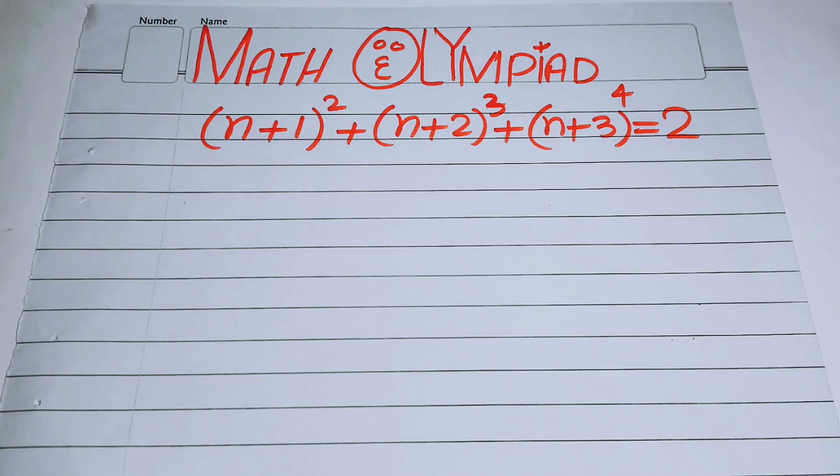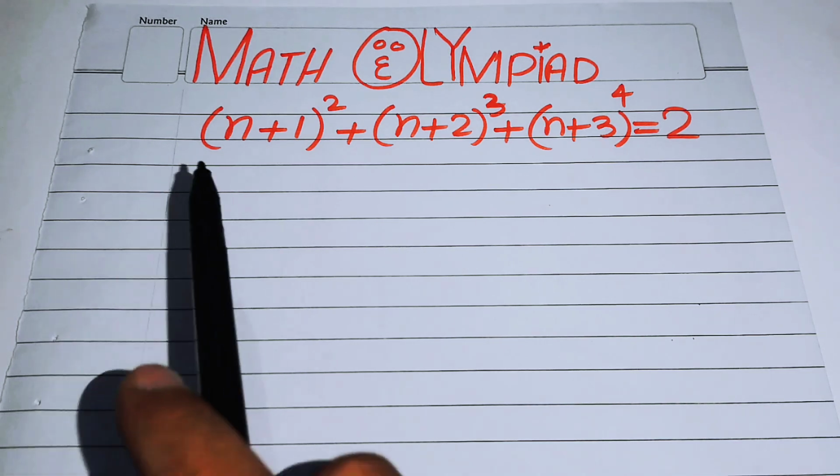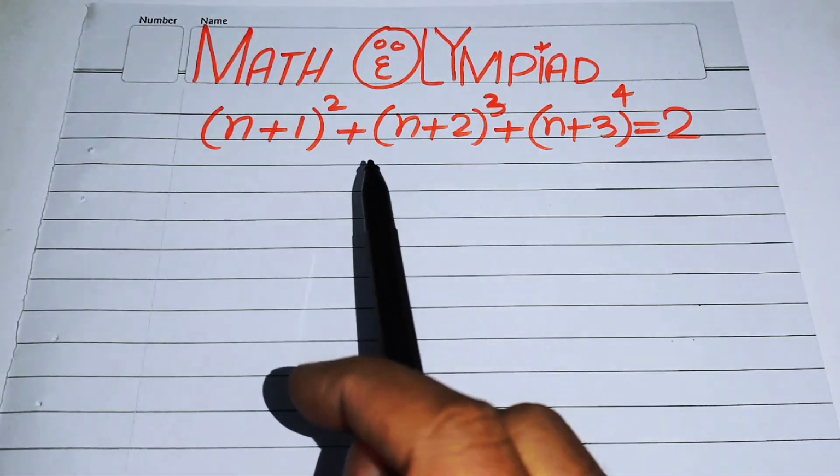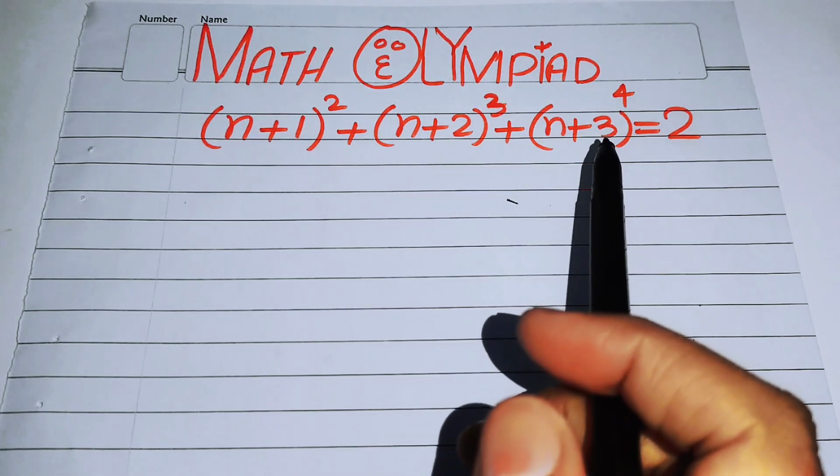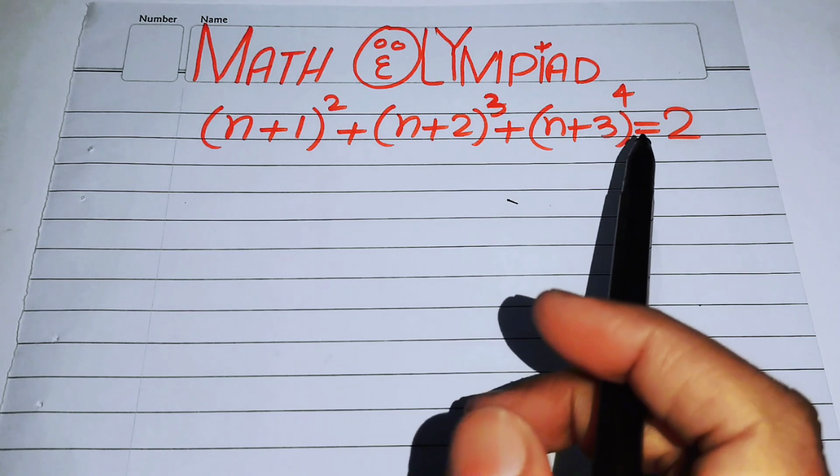In this video we are going to solve this nice algebra problem, and here we have (n+1)^2 + (n+2)^3 + (n+3)^4 = 2.